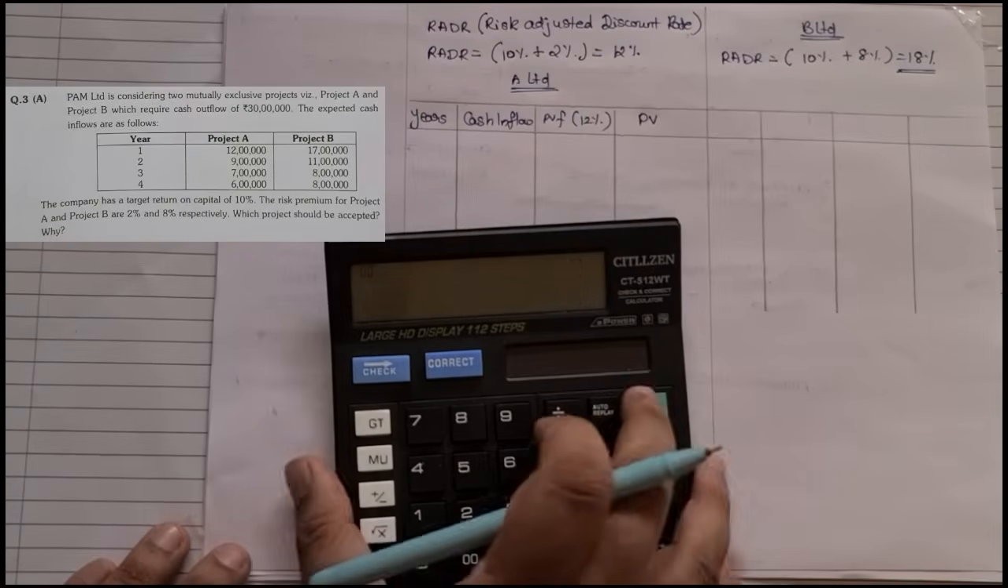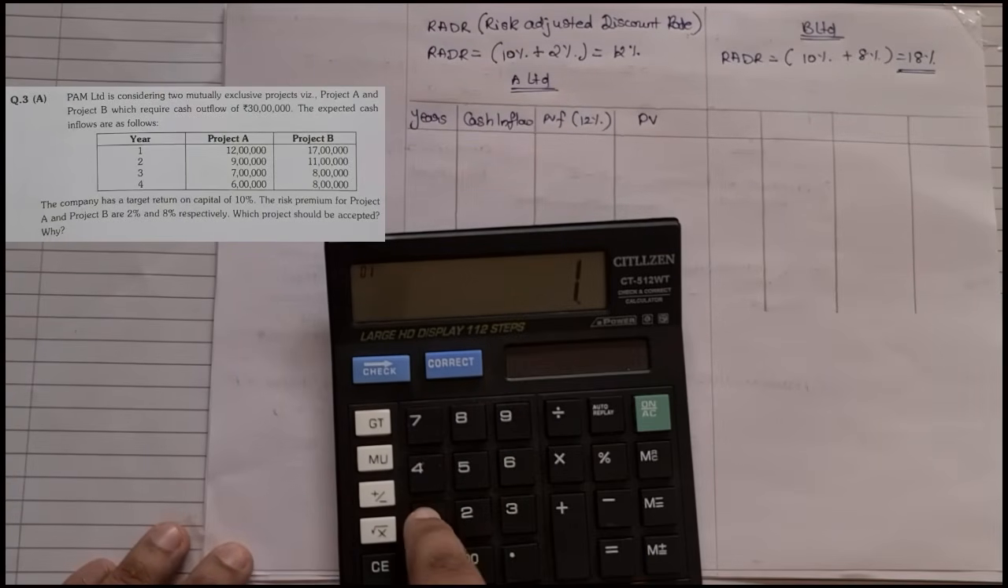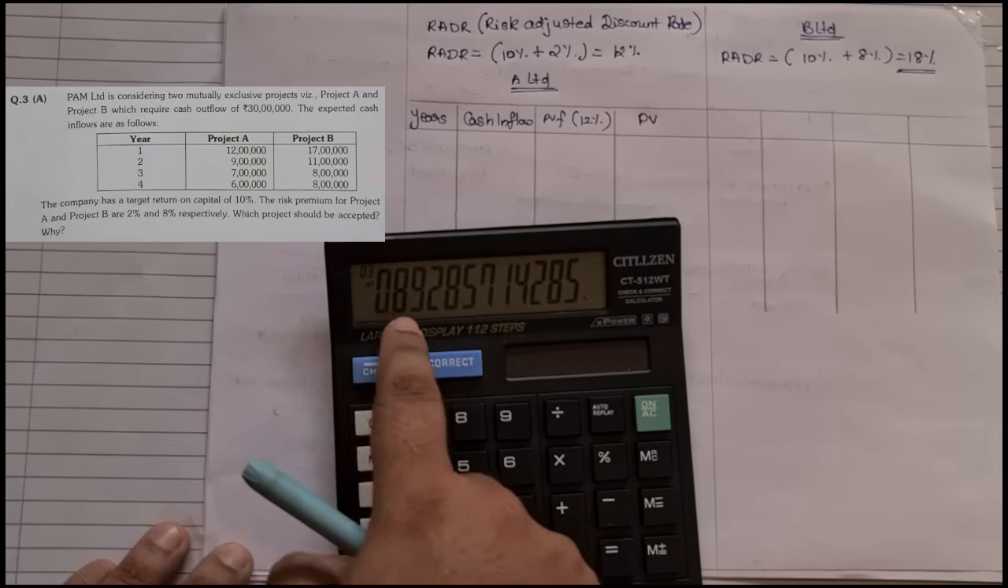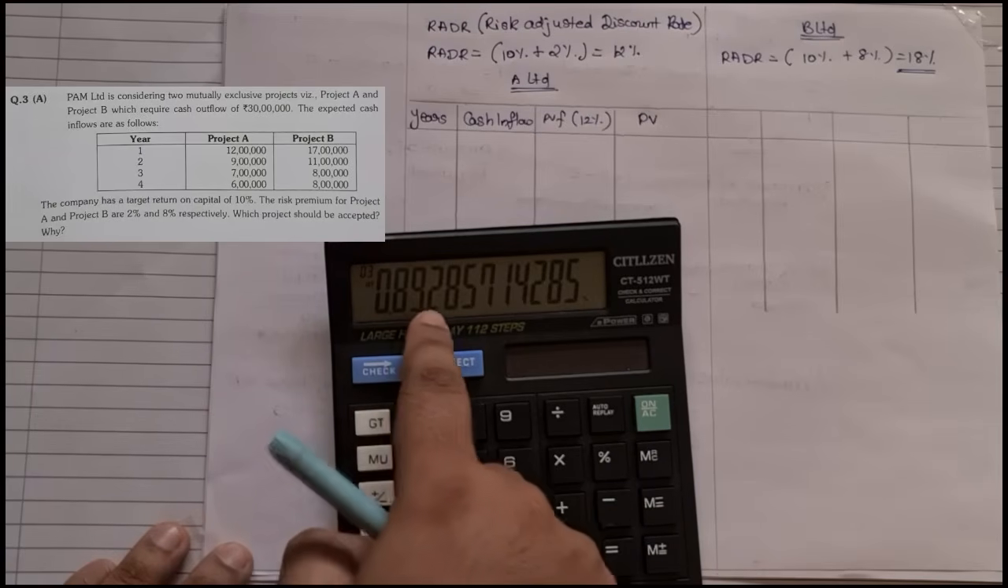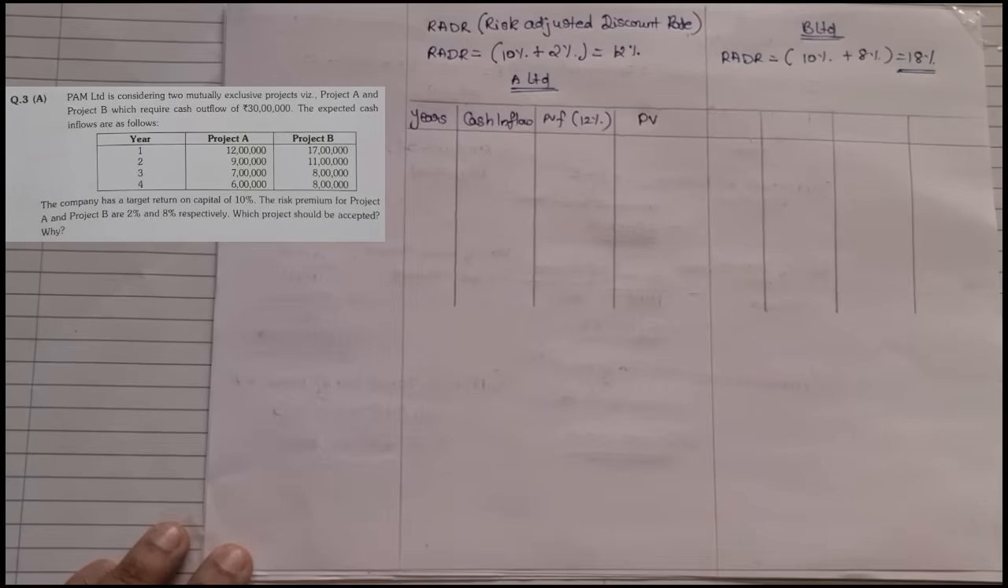Now how to find the PV factor is very simple. At 12%, 1 divided by 112%, I will get the first value as 0.8928. I'll press the multiplication sign and then just keep pressing equal to. This is my second value, third year, fourth year, and so on. Now let us see how you use that.